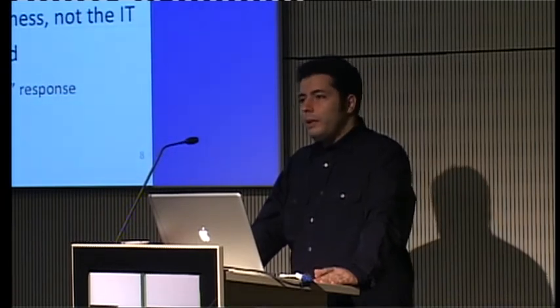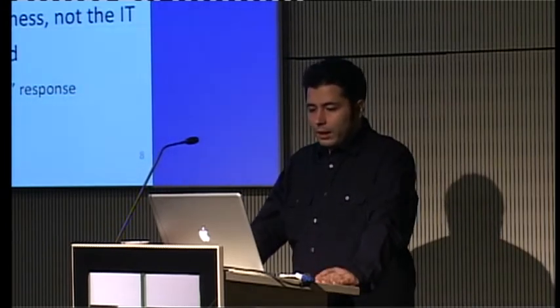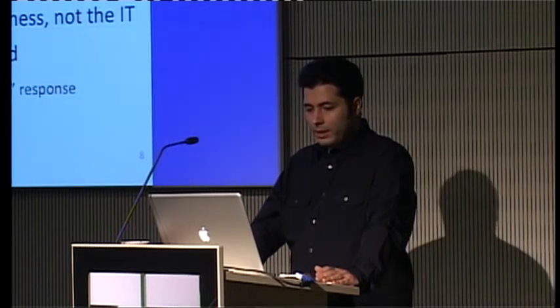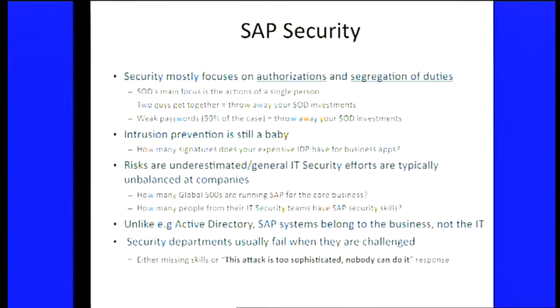When we look at the IDP systems from IBM, Cisco, whatever you name, I can see that they're still a baby when we're talking about the enterprise systems. So just a question, look at your IDP system. Ask your vendor, how many signatures do they have for the business applications? I'm sure they have great malformed PDF detection signatures, but this is a different story.